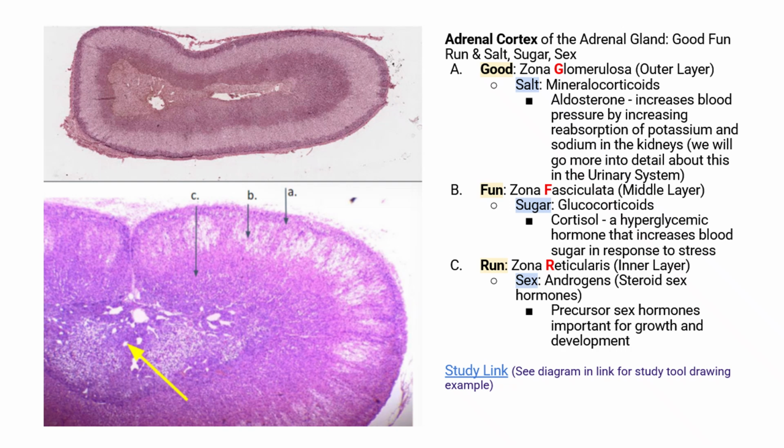Zona fasciculata is the middle layer of the adrenal cortex. The sugar hormone is glucocorticoids. Cortisol is a glucocorticoid hormone that is a hyperglycemic hormone that increases blood sugar levels in response to stress. The zona reticularis is the inner layer of the adrenal cortex. The sex hormones are androgens, sex and steroid hormones, which are precursor sex hormones for growth and development.